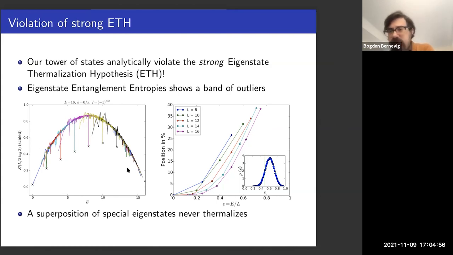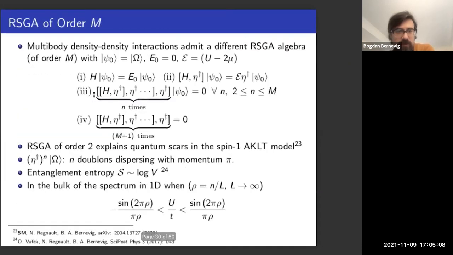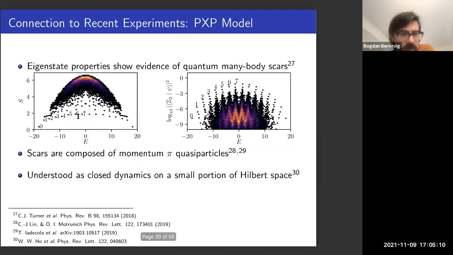You can compute, and this is what people do for non-exact scars. This is a plot from the original paper of the PXP model, where they computed the entanglement entropy, and they saw this low-lying set. Almost all states are here, a huge amount at large entanglement entropy, volume law, but there's this low set of scar states. So that's how they found them.